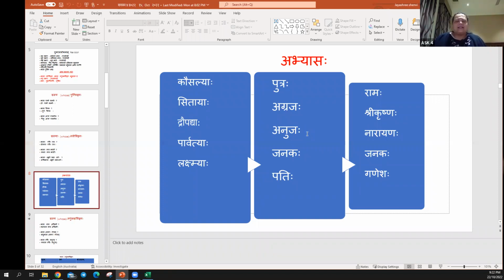Yeah. In Sanskrit, every word has a meaning. It's not just a word. That's a good thing about Sanskrit. So that's how we can differentiate. Because last class, somebody had confusion between Agraja and Anuja. That's why I said, just remember the meaning of Agraja and Anuja. That's it. It will be easy.